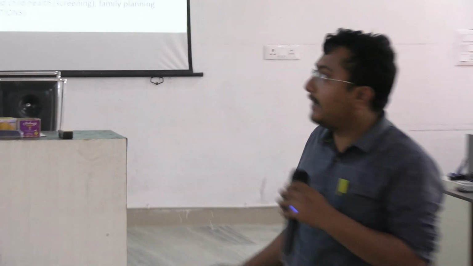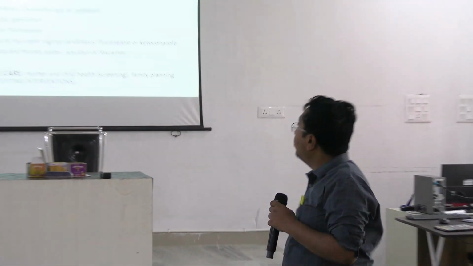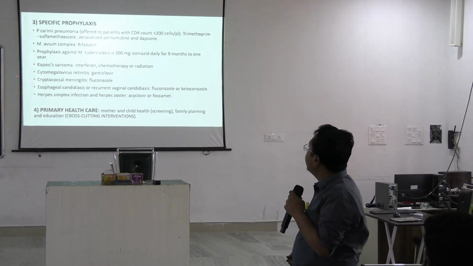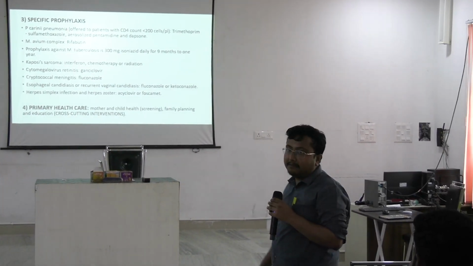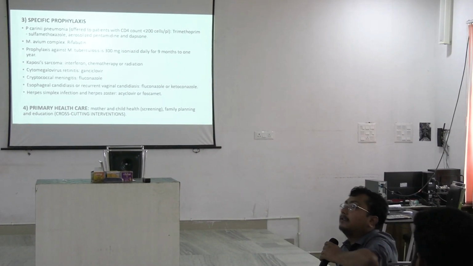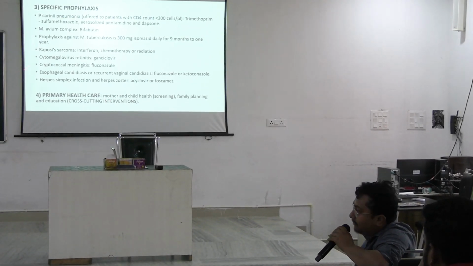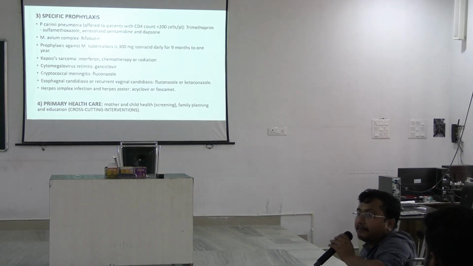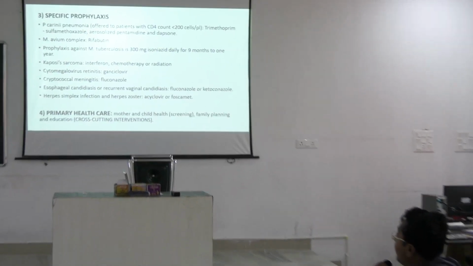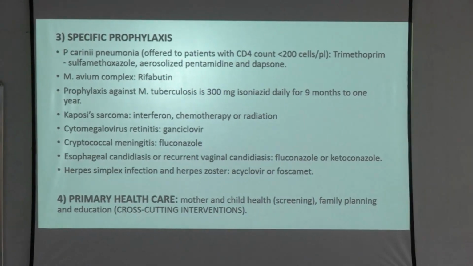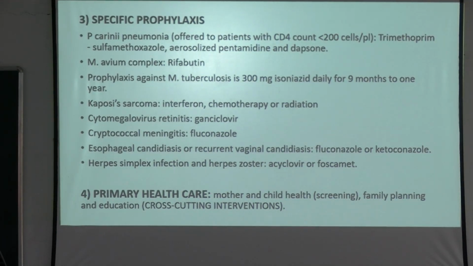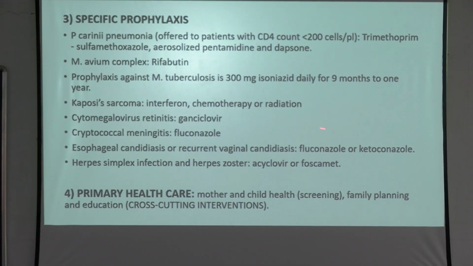Pneumocystis carinii. Correct. Then MAC, Mycobacterium avium complex. Then prophylaxis against Mycobacterium tuberculosis, that is isoniazid 300 daily. Okay. Then Kaposi's sarcoma. Kaposi's sarcoma actually has been asked. CMV retinitis, ganciclovir. Cryptococcal meningitis, fluconazole. Esophageal candidiasis, also fluconazole. And for herpes, we all know that is acyclovir.